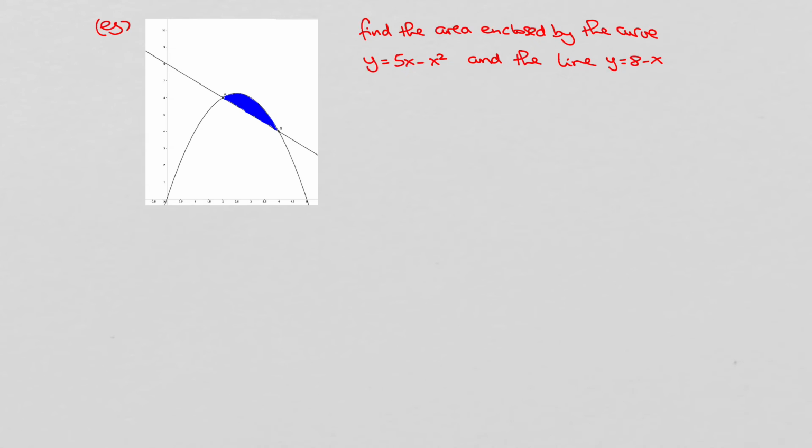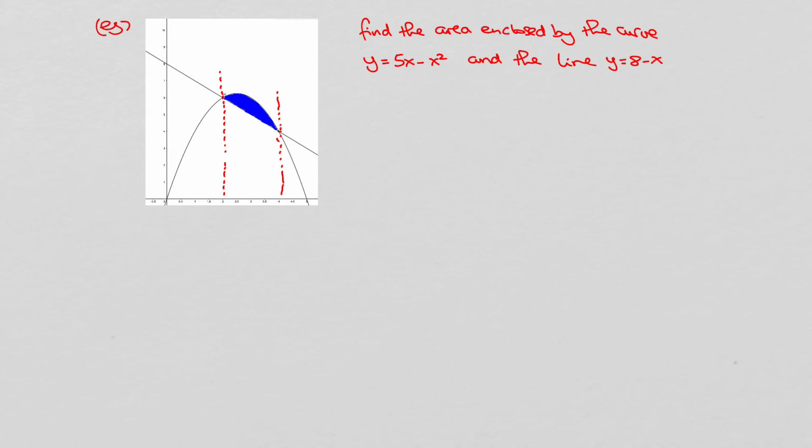So in this example, we have to find the area enclosed by the curve and the line. Again, we're not given the limits, but we can see that the points of intersection are going to be our limits. So I need to work out what these limits are. In other words, I need to find those points of intersection.